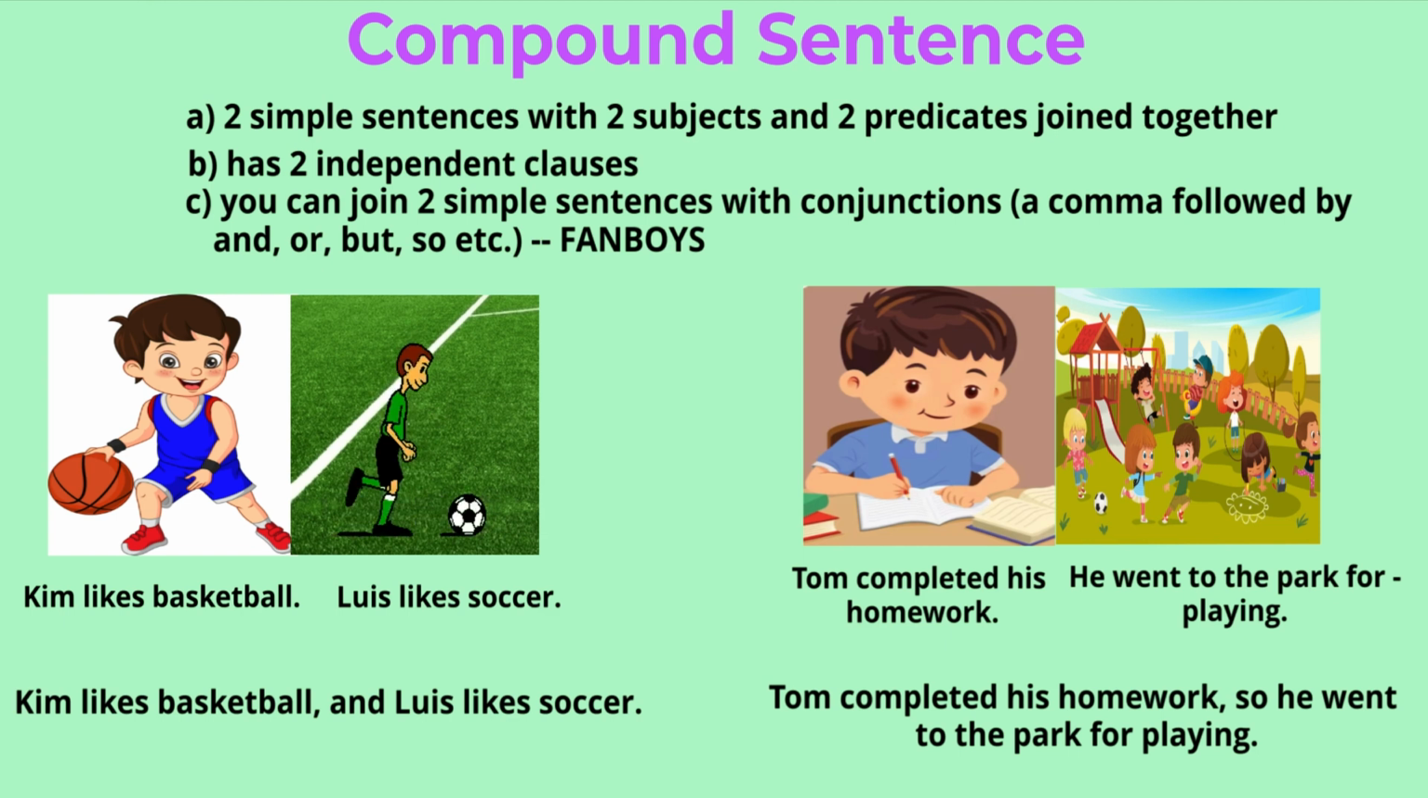Here, you have two independent clauses. In the first sentence, Kim likes basketball is one independent clause. Louis likes soccer is another independent clause. We are joining two independent clauses with the conjunction and. In the second sentence, Tom completed his homework is an independent clause. He went to the park for playing is also an independent clause. We are combining those two with the conjunction so. Tom completed his work, so he went to the park for playing.